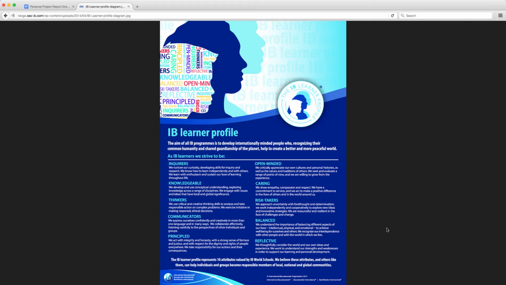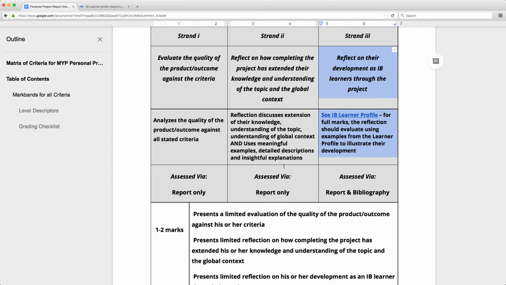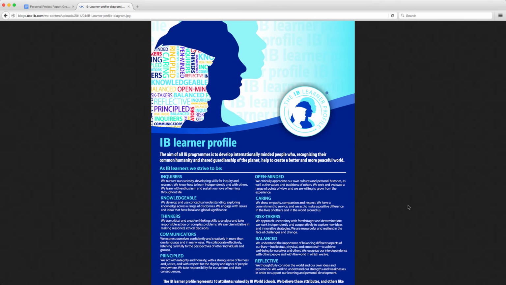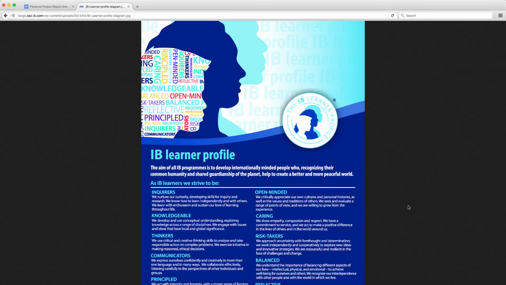You do not need to talk about all 10 of them, please. You should pick one or two that you believe you are able to show or demonstrate clearly through your personal project, and again using meaningful examples, detailed descriptions, and insightful explanations. You can tell us about how you were an inquirer throughout this process, or how you demonstrated the skill or the value of being open-minded and caring.